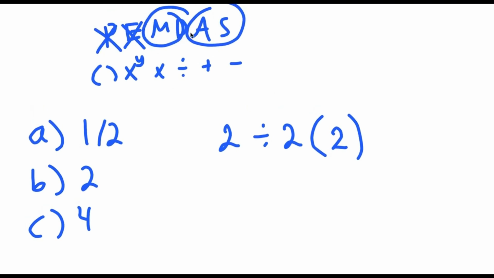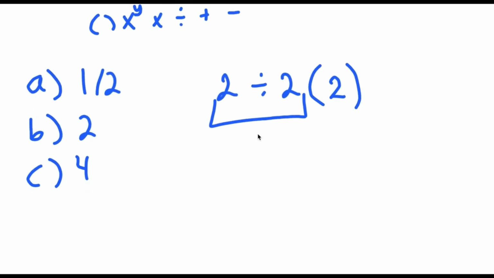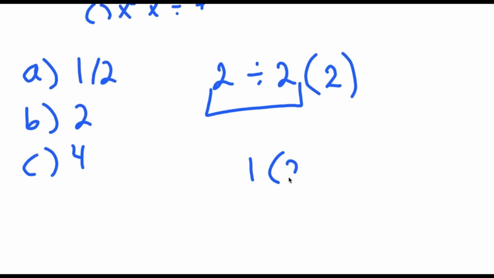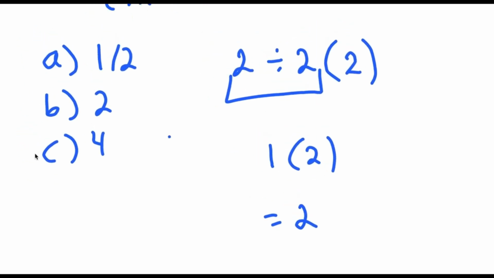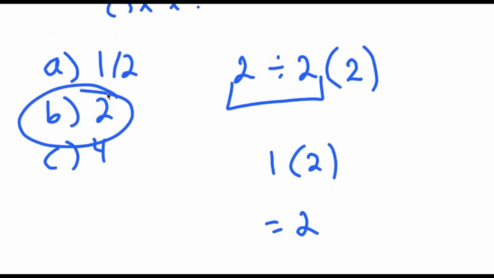So now I move on to multiplication and division. As you can see, I actually have both multiplication and division here, but whichever one comes first, going from left to right, is the one that I do. So in this case, I have division here, and that's what I'm going to do first. So now I have 1 times 2, which is just equal to 2. So my solution is B, 2.